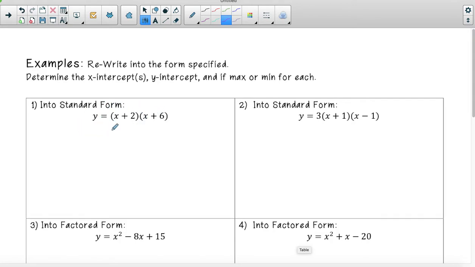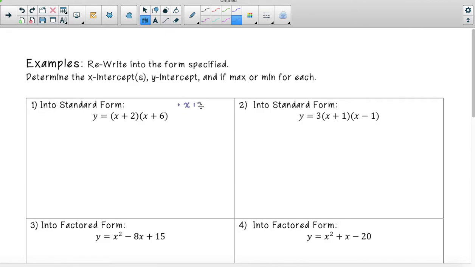should be in factored form already. We have two linear factors multiplied to each other, so this is in factored form. Before we even begin working on standard form, we can look at the original problem to determine what it already gives us. Since it is in factored form, it gives us our x-intercepts automatically. So to find our x-intercepts, we take the individual factors, our linear factors, and we set them equal to 0.